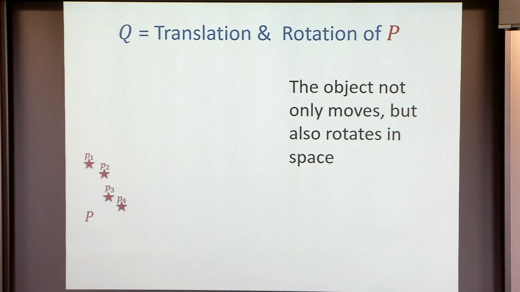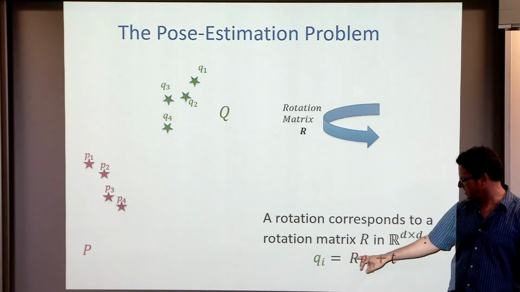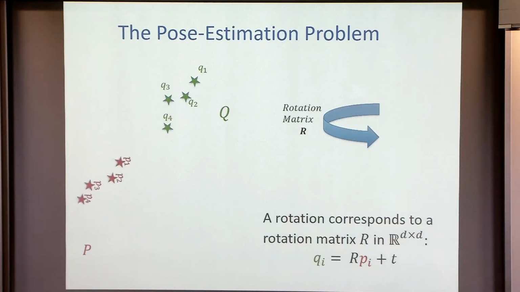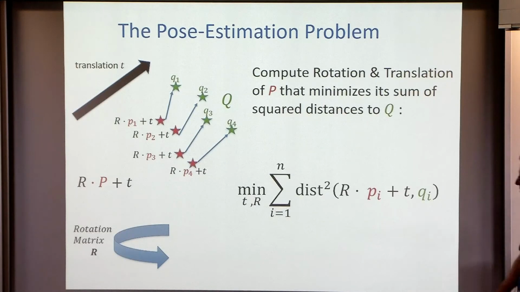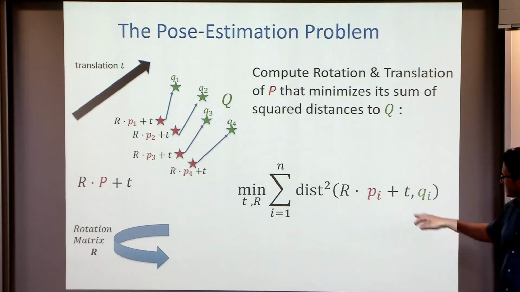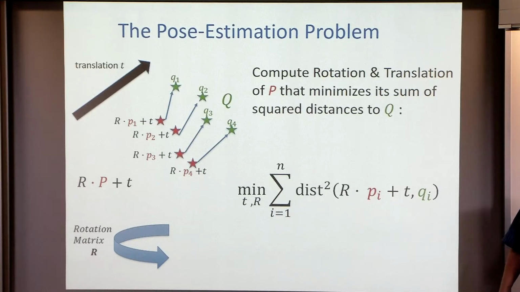And when you also have rotation, it means that not only the object moves, but it also rotates. Now qi is the original point multiplied by a rotation matrix plus some translation vector. So it's rotation and translation. And now again, you want to find the translation and rotation that will minimize the sum of square distances from the translated and rotated points to the observed points.